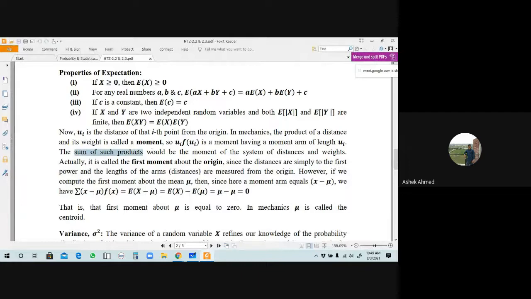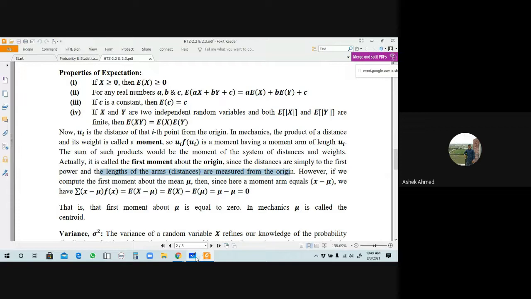The sum of such products would be the moment of the system of the distance and weights. Actually, it is called the first moment about origin. This u_i times f of u_i is called the first moment about origin. Why origin? Since the distances are simply to the first power and the lengths of the arms are measured from the origin. What do you mean by this?